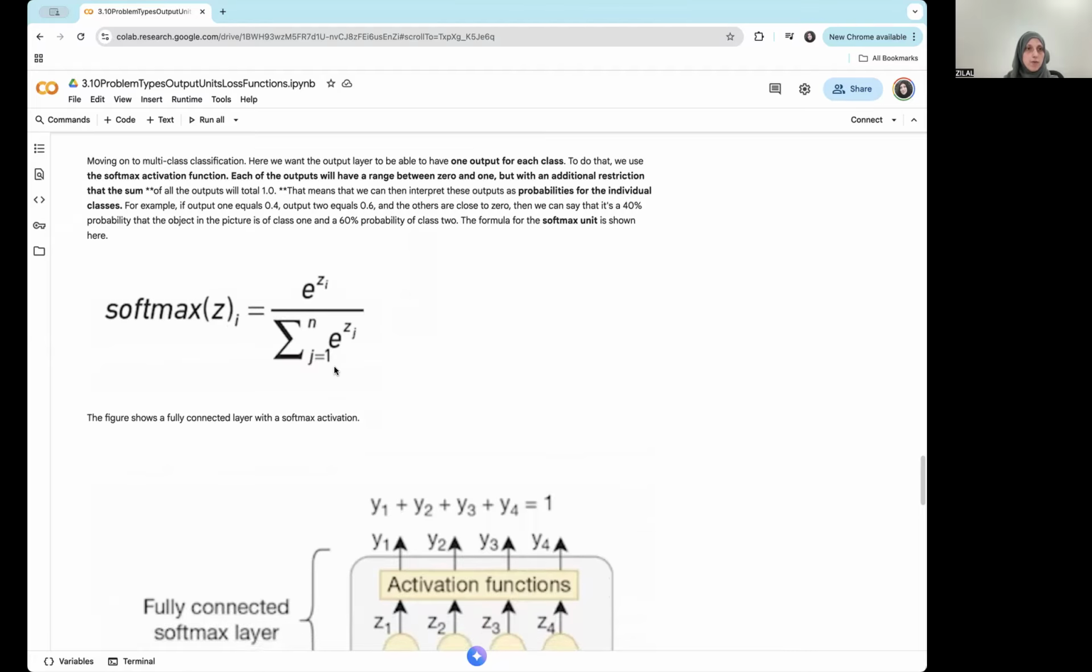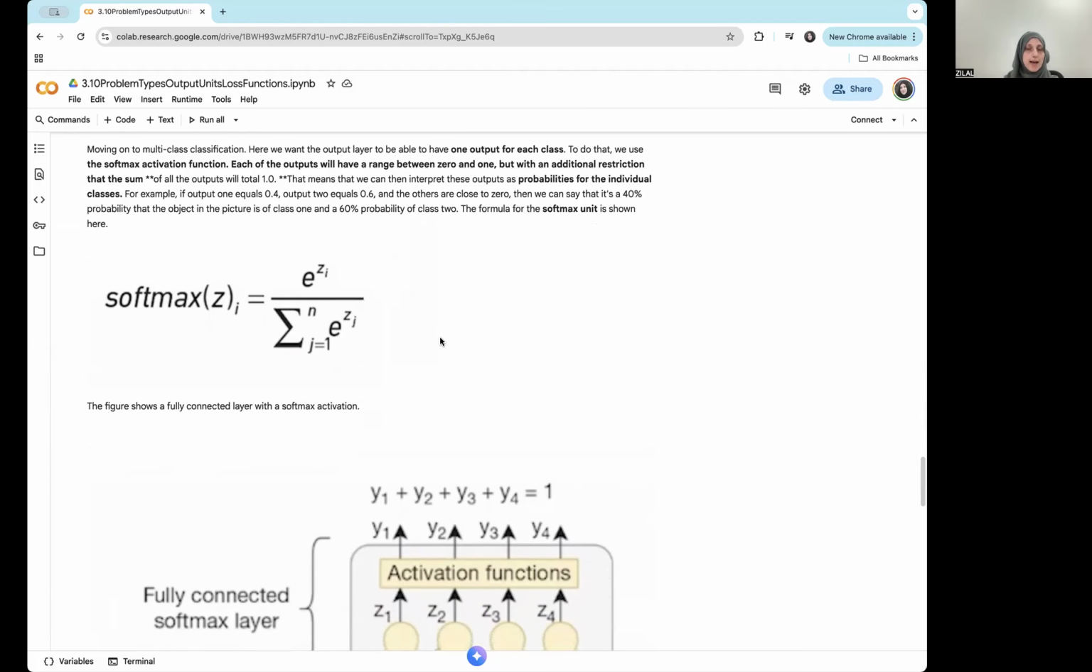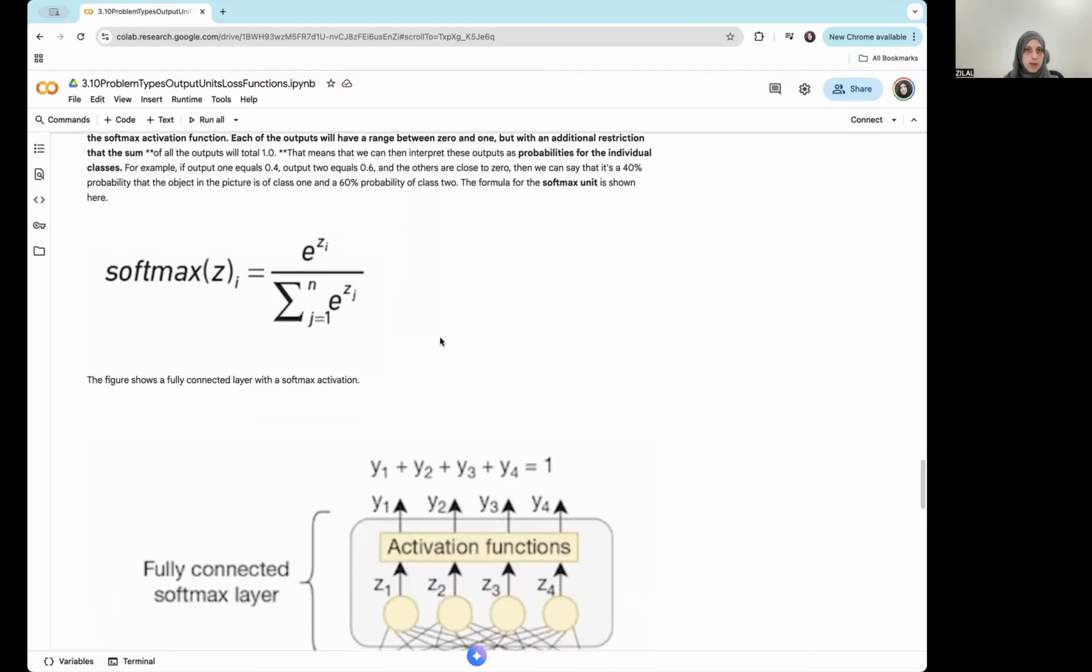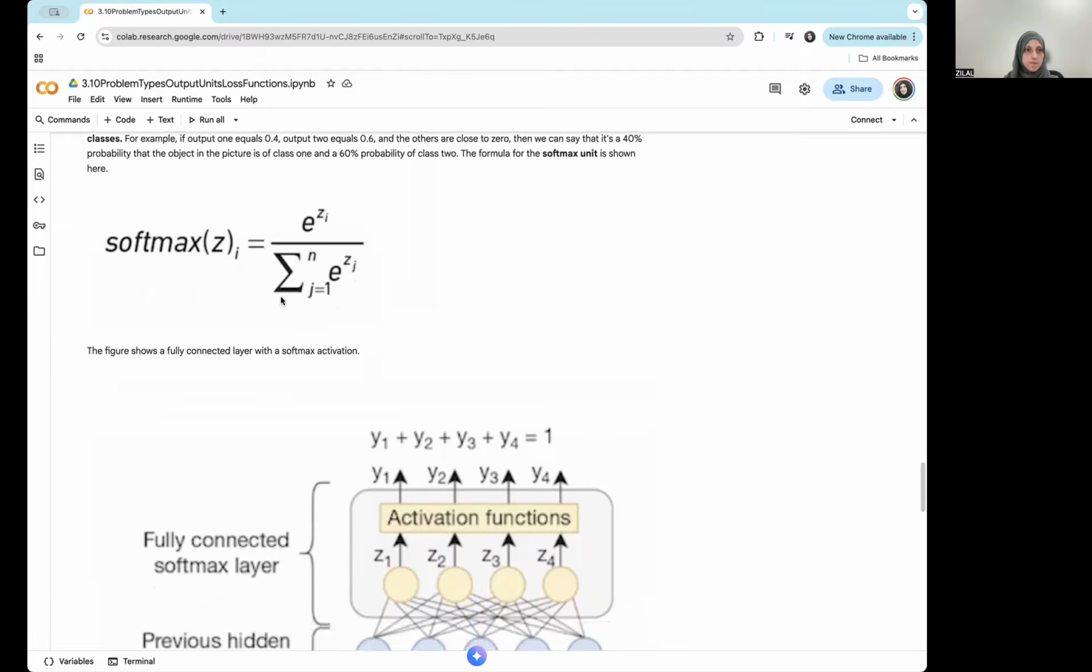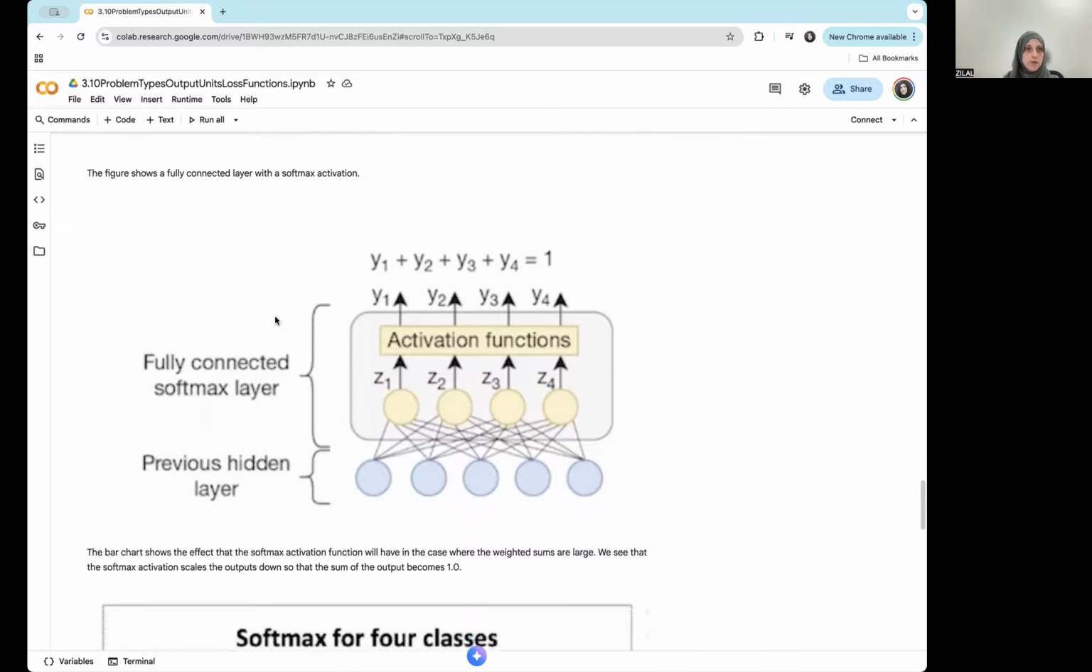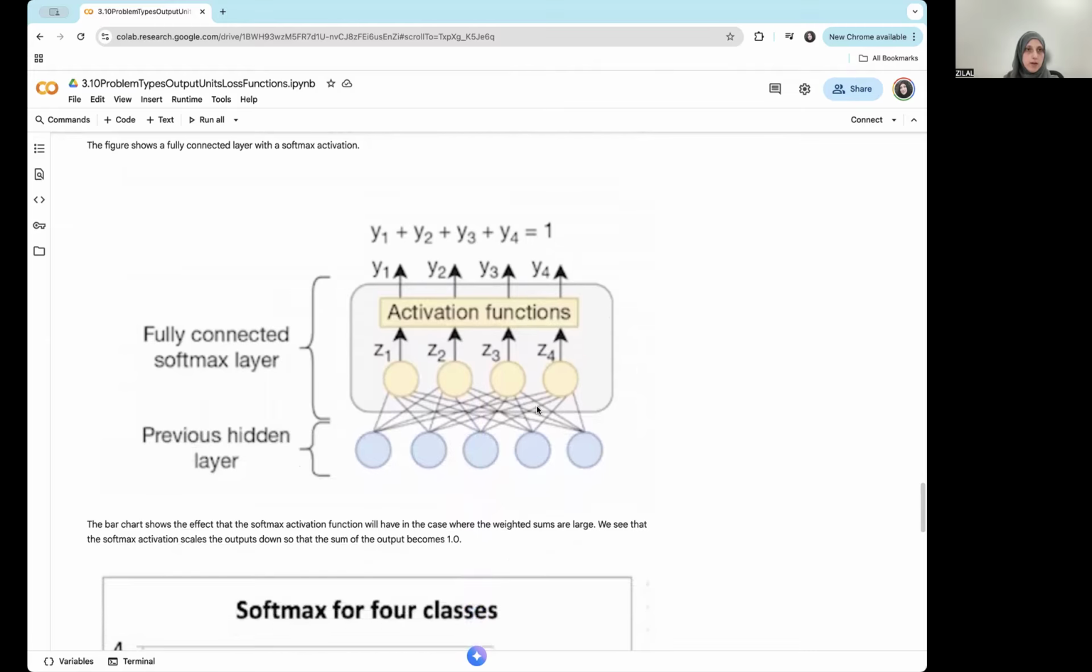For example, if output 1 equals 0.4 and output 2 equals 0.6 and the other classes are close to 0, then we can say that there is a 40% probability that the object in the picture is of class 1 and a 60% probability of class 2. The formula for the softmax unit is shown here. This figure shows a fully connected layer with a softmax activation function.